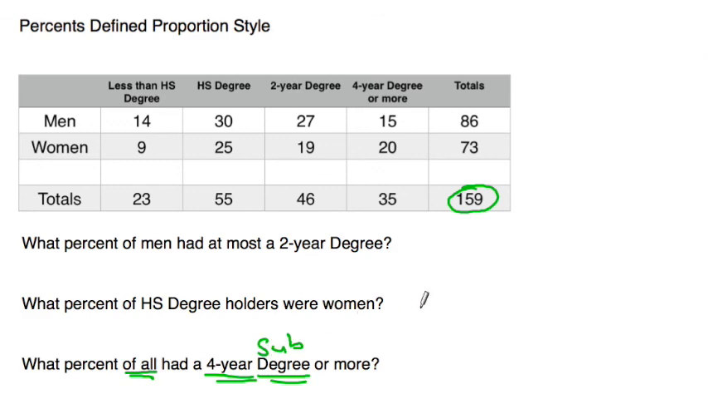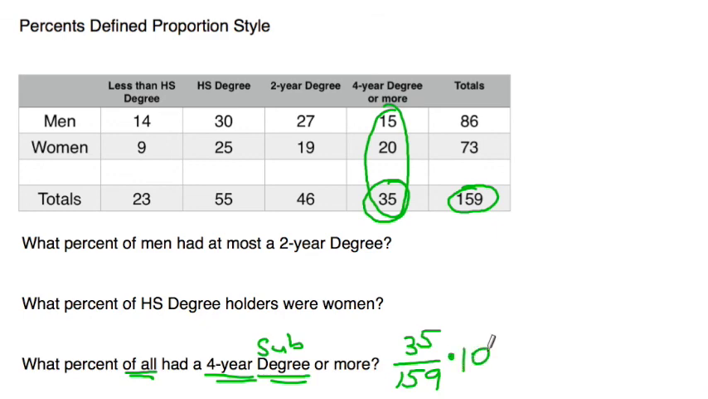If we do sub over main, the 4-year degree holders are these people here. The total number of them is 35, so that would be 35 out of the whole group of 159, times 100, to change it to a percent. So 35 divided by 159 times 100 is 20.0. So this would be about 20%. I'm going to put the 0.0 there just for accuracy. Of this entire table had a 4-year or more degree.